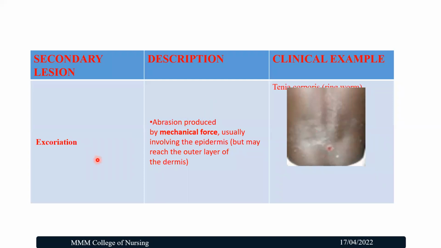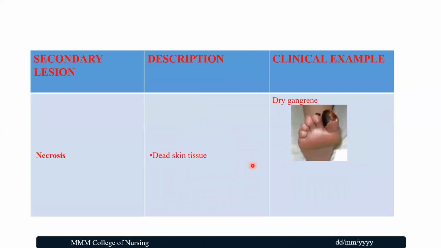So next we are going to see excoriation. Excoriation is nothing but an abrasion produced by mechanical force, usually involving the dermis, but may reach the layer of the dermis. So this is an example of tinea corporis, or the ringworm infection, which is spread through excoriation.